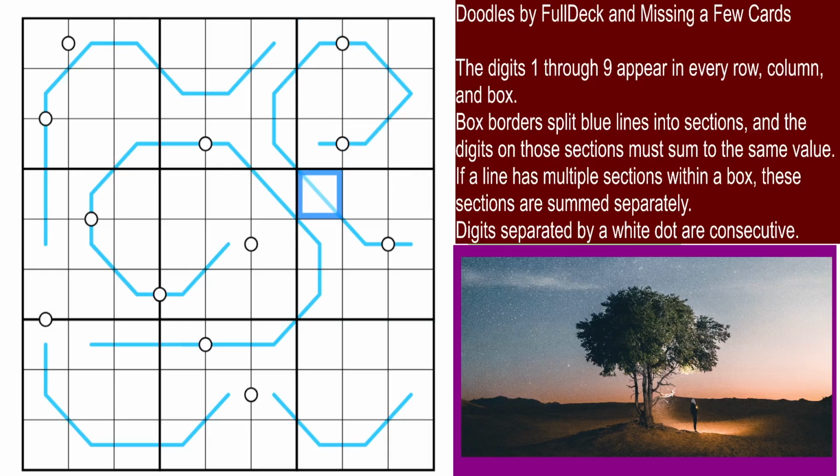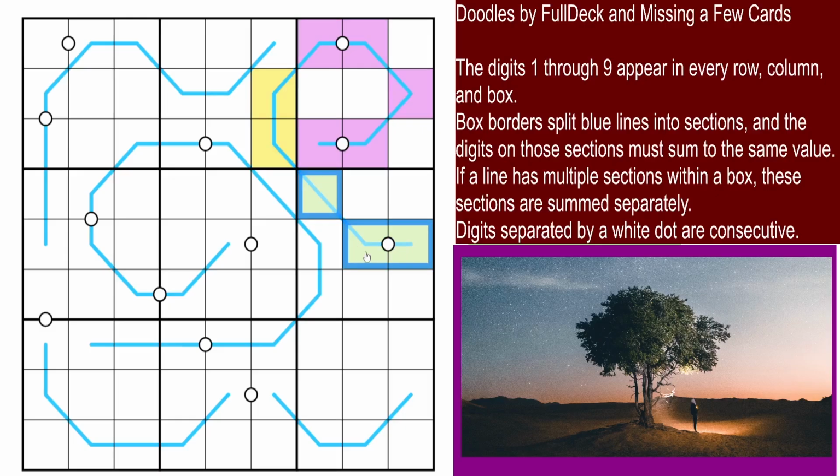Box borders split blue lines into sections, and the digits on those sections must sum to the same value. So let's take the example of this line. What this rule means is that, whichever boxes this line goes through, the sum of the digits in each box should be the same. So we have to divide this line into three parts. This part is in this box, this part is in this box, and this part is in this box. So whatever the sum of the digits in pink is should be the same as the sum of the digits in yellow, and the sum of the digits in gray. So this is what it means.